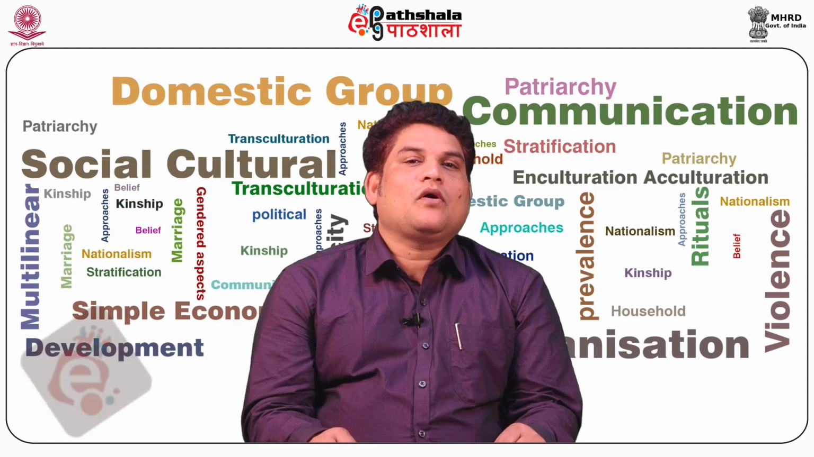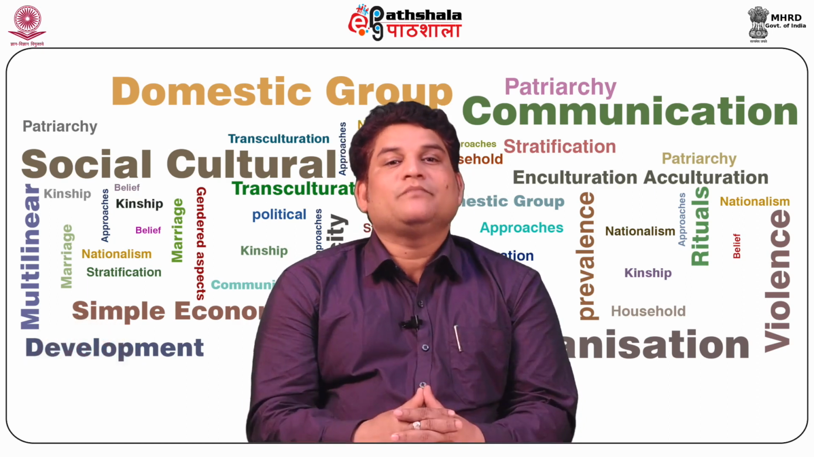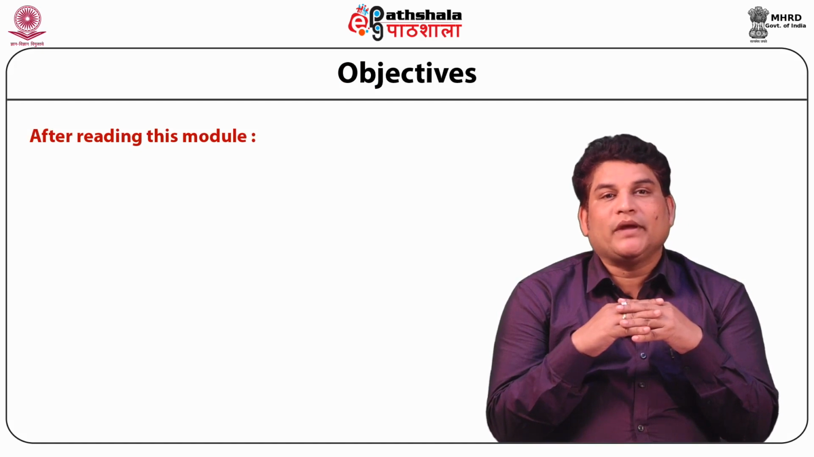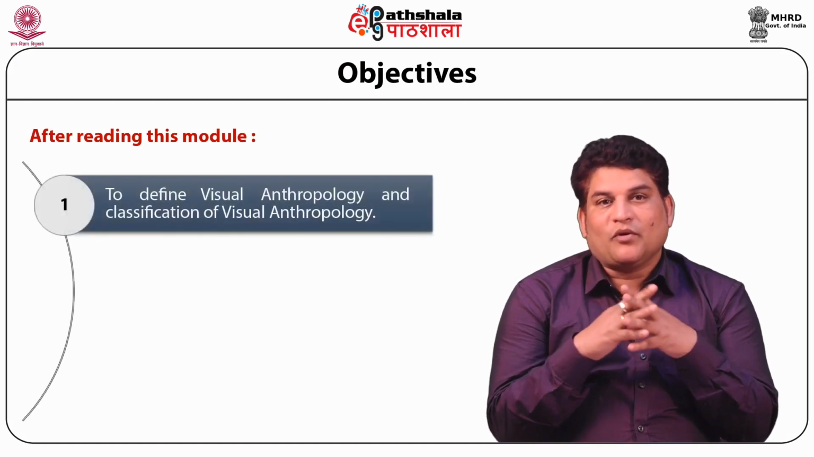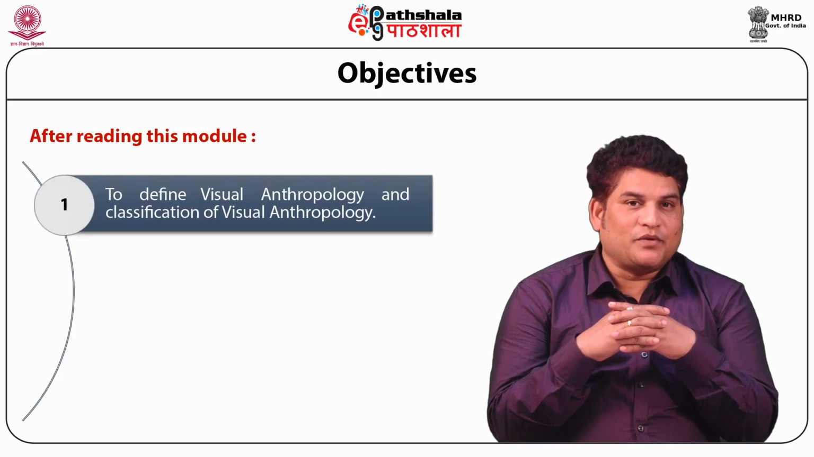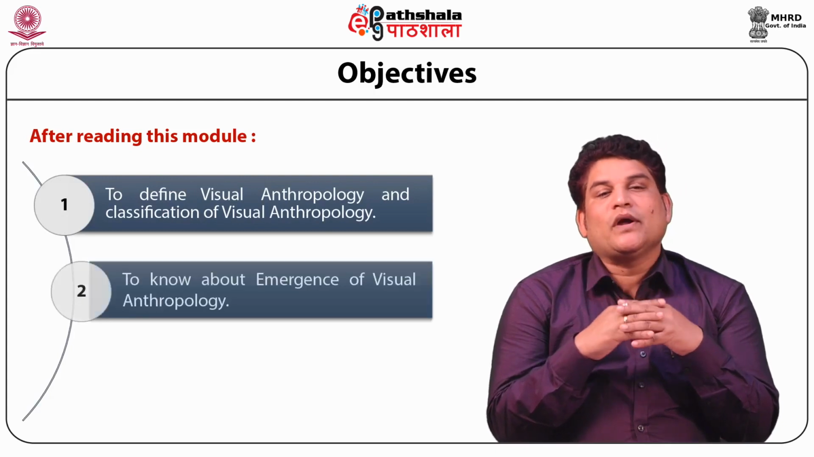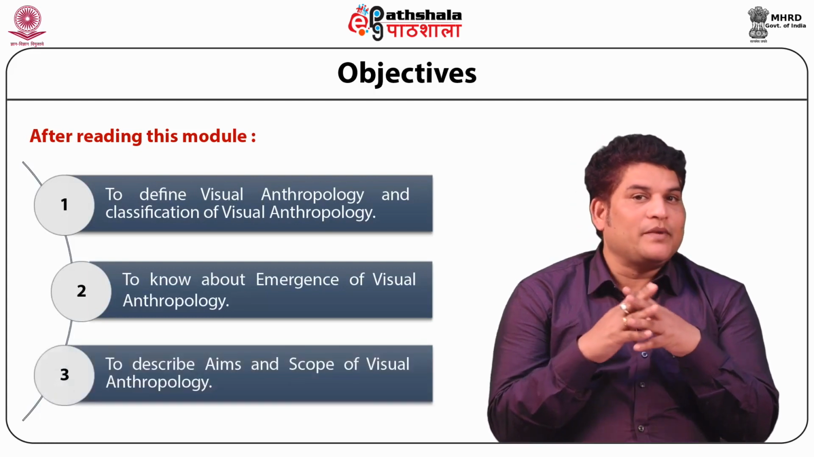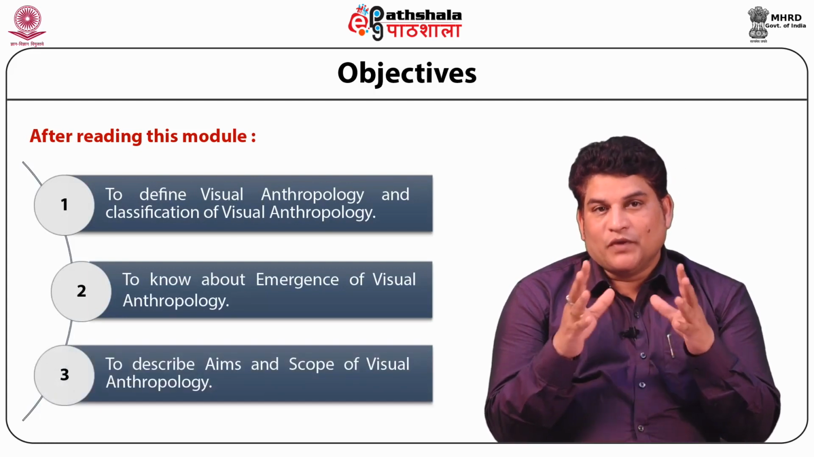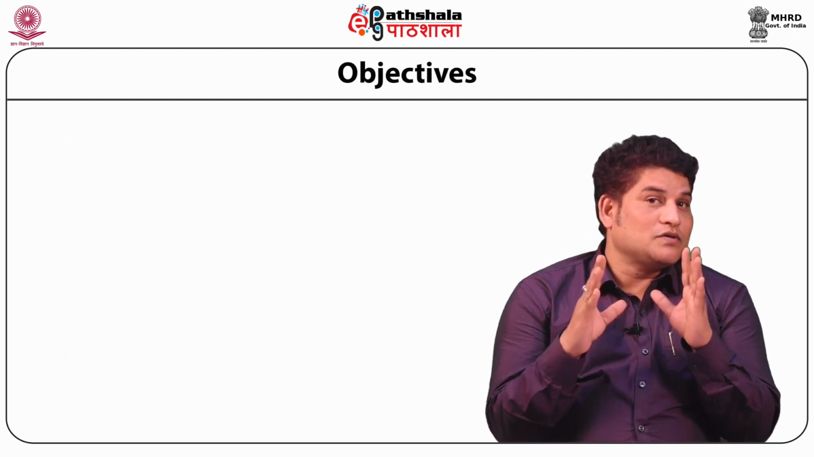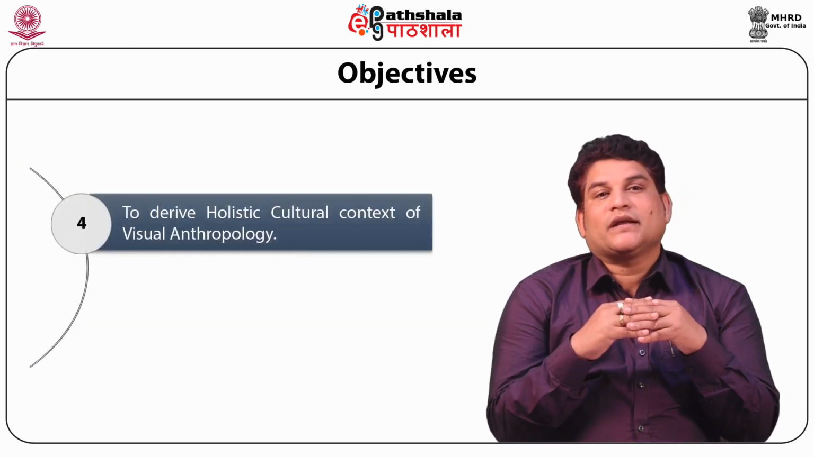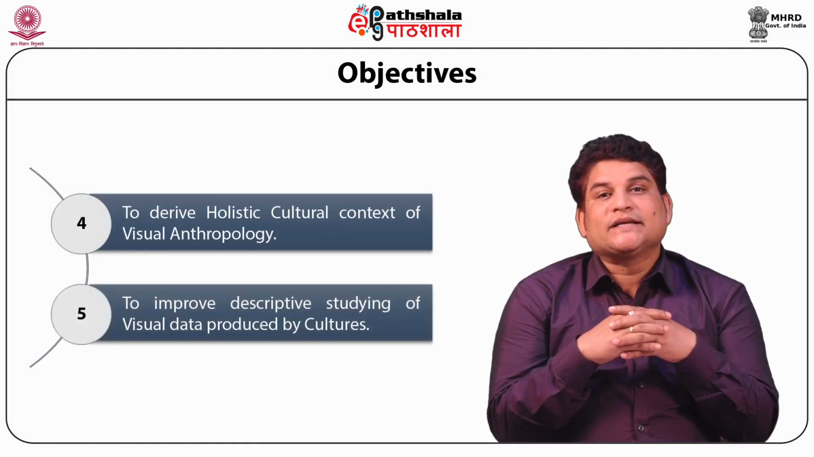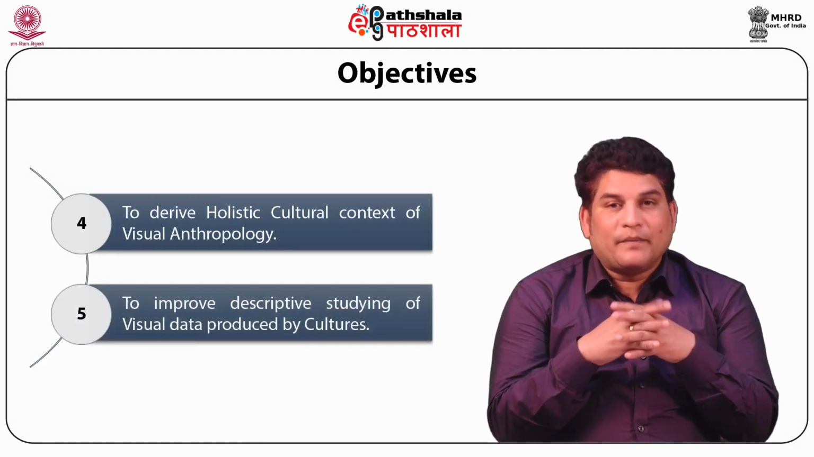Today we are going to talk on the module Visual Anthropology from the paper Socio-Cultural Anthropology. After reading this module, the learner will be able to define visual anthropology and its classification. He will also be able to know about the emergence of visual anthropology, describe its aims and objectives, derive the holistic cultural context of visual anthropology, and improve the descriptive study of visual data produced by cultures.